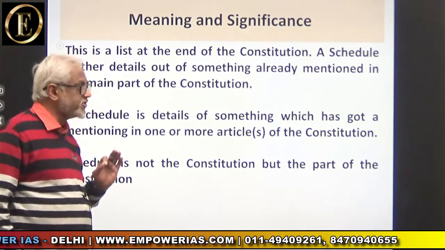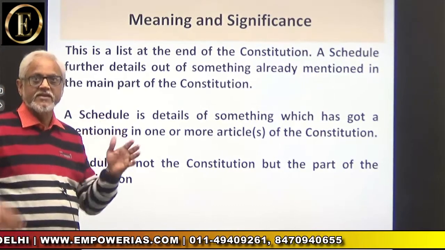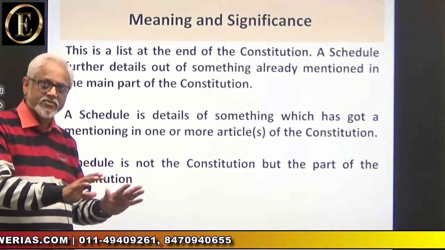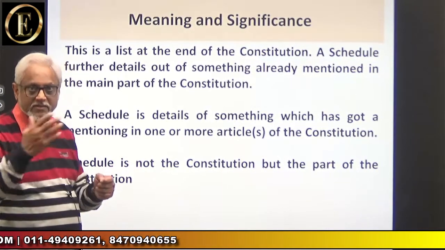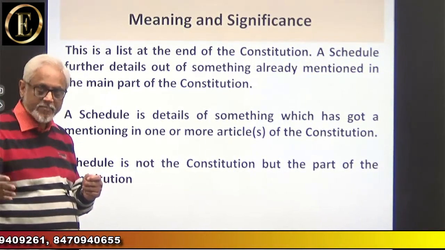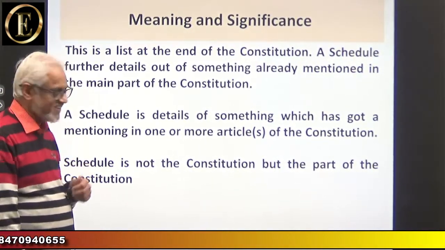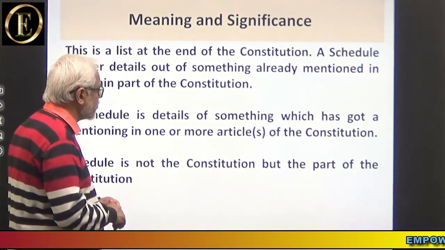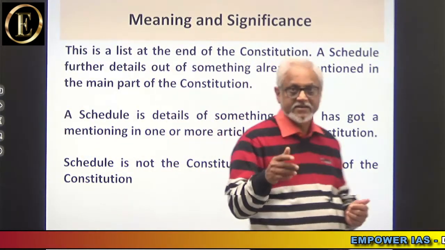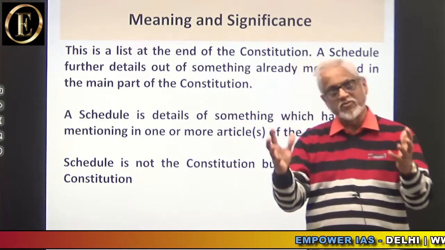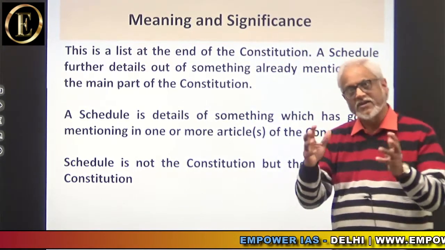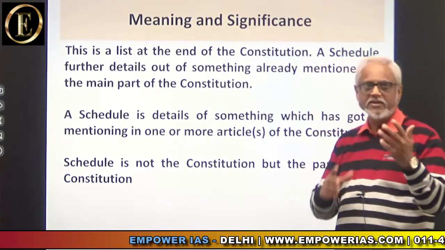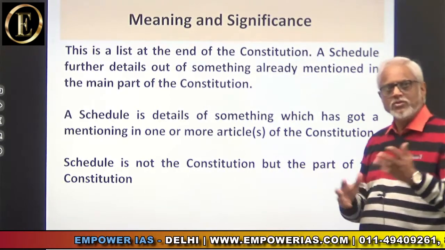Now what is a schedule? A schedule is a list at the end of the constitution, giving the details of something already mentioned in the constitution. So the constitution has given it, but it requires further detailing. That detailing is done in a separate list, and that list is called a schedule. Clear? A schedule is the details of something which has a mention in one or more articles of the constitution. One schedule can cover more than one article, not necessarily one; many articles can be covered in a schedule.